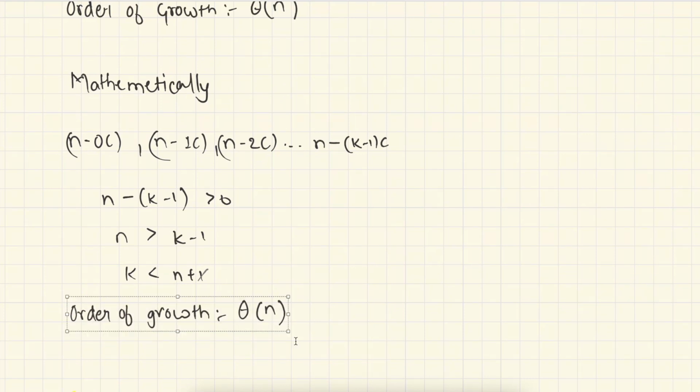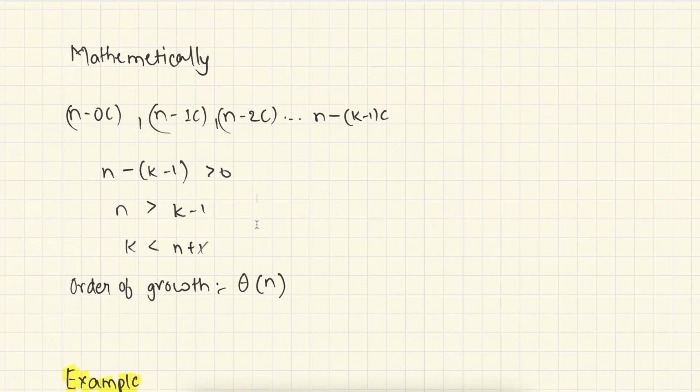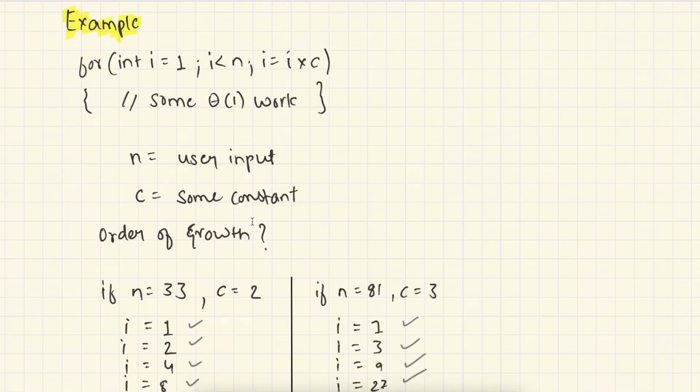So far we have seen 3 examples. One is the constant order of growth, one has linear order of growth, and the third also has linear order of growth. So let's see some different examples. Now let's see some other examples having different order of growth. So this is our next example.